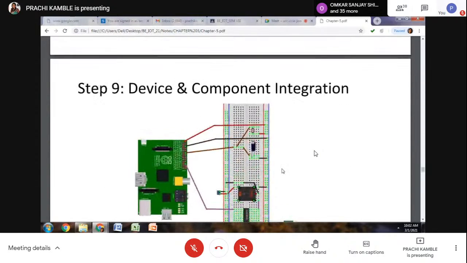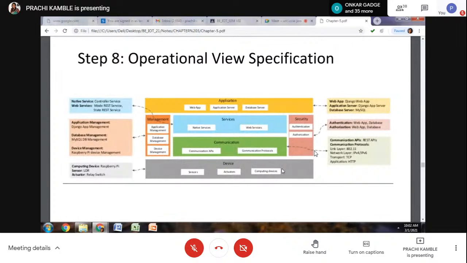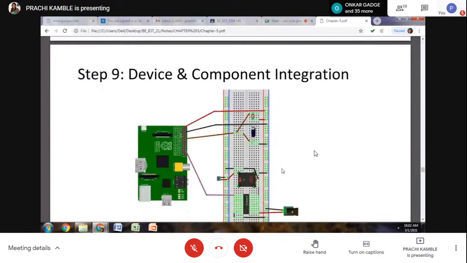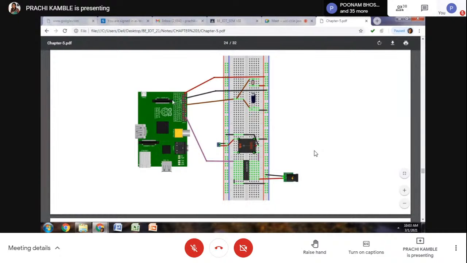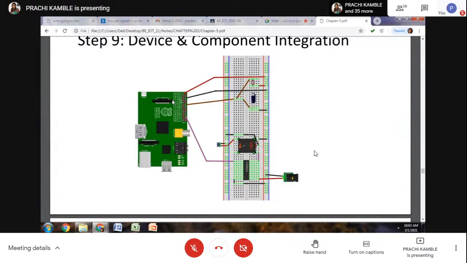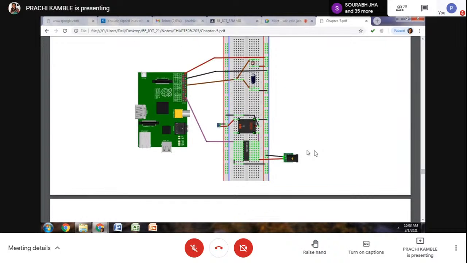Once you have finished with the operational view specification, the next step is device and component integration. In device and component integration, first of all you have to list down all the hardware components and their specifications, that is, pin diagram, power requirement, everything. Then one by one you start interfacing your devices, connecting all the devices with each other. That is device and component integration, step number 9.